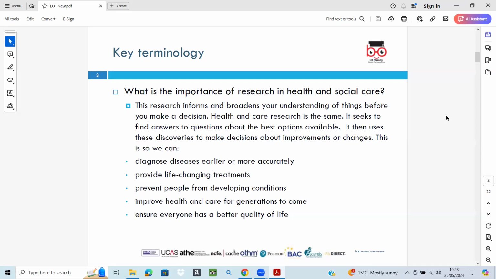Then there are clinical trials as well. Clinical trials are controlled studies conducted to test the safety of new treatments or their benefits or interventions. So we have discussed all these important aspects.